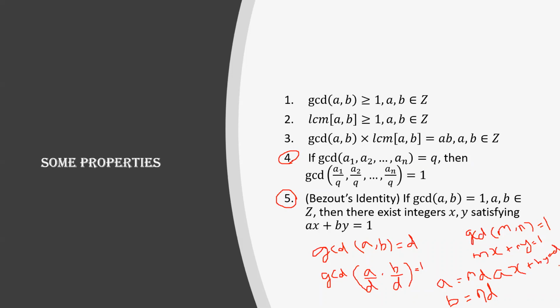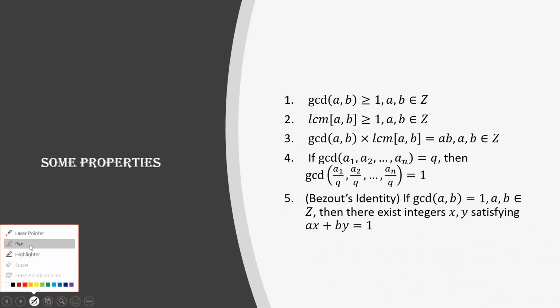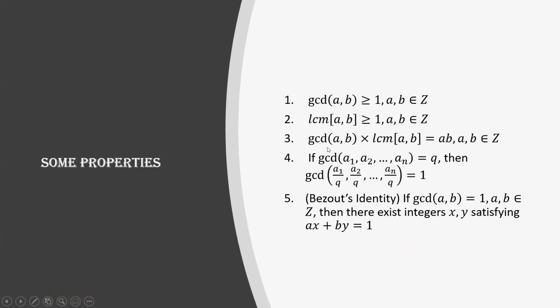So I think you're clear with this one. By using 5 and 4, we directly got the answer. Those were the two identities I was talking about. Okay, does anybody have doubts?